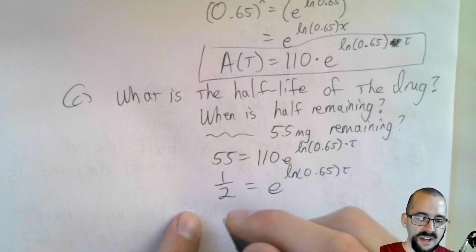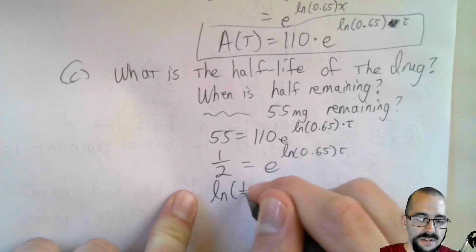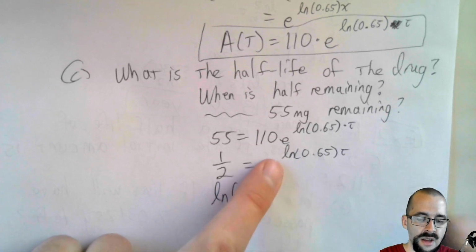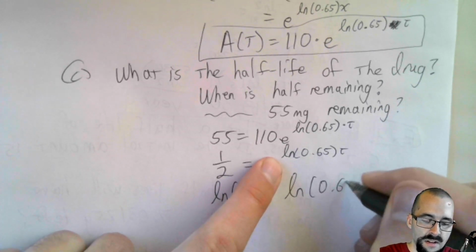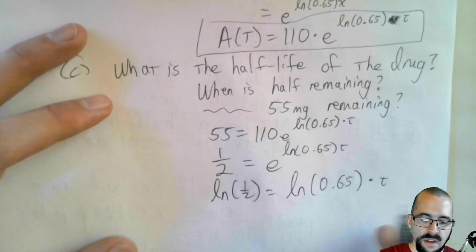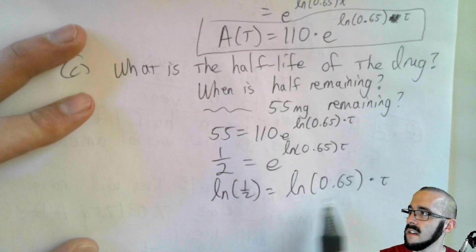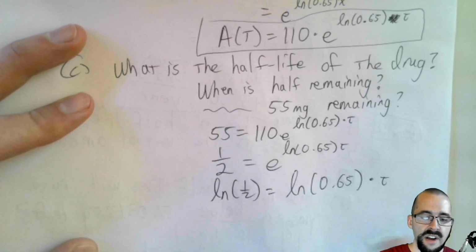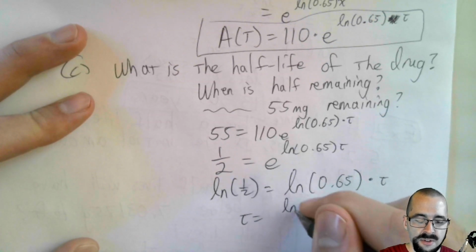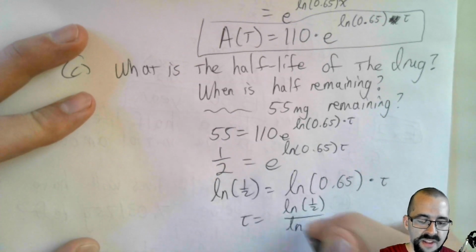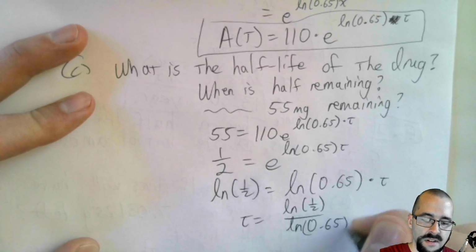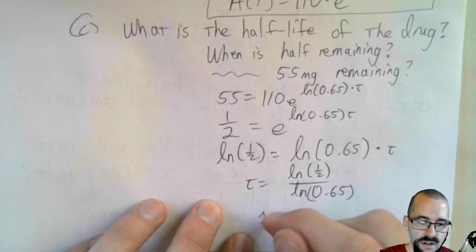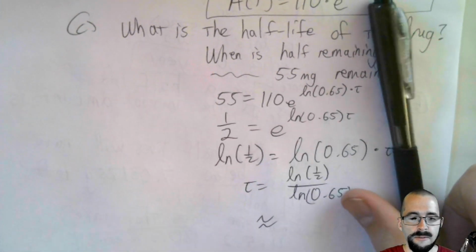So we take the natural log of both sides. Left-hand side is the natural log of 1/2. Right-hand side, the natural log of e to the x, cancels each other out. We're just left with the exponent on the right-hand side. And again, this is just a number. A number times t, divide by that number, and we'll have our answer. The natural log of 1/2, which again could be simplified, divided by the natural log of 0.65. This could be simplified, but we're just trying to get an approximate idea of the half-life. We're going to approximate it right here.